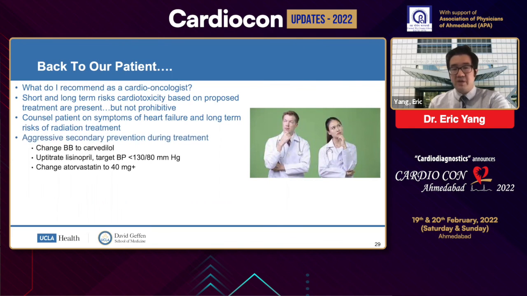What I would do during my time taking care of her would be to change the beta blocker to a more studied drug such as carvedilol, which also may potentially have some afterload blood pressure lowering properties, up-titrate her lisinopril aggressively to get her blood pressure below 130/80, and also change her atorvastatin to a high intensity with a goal LDL of less than 70.